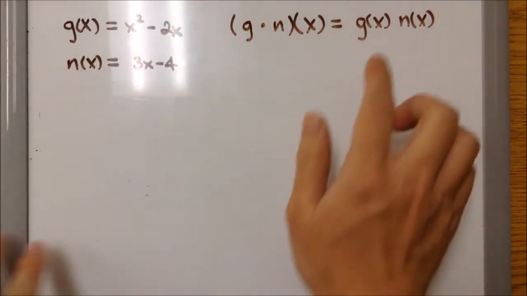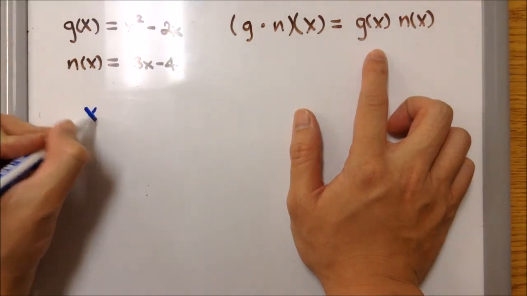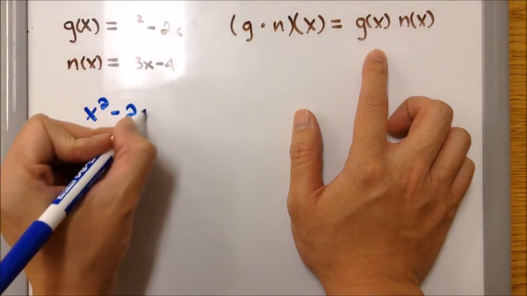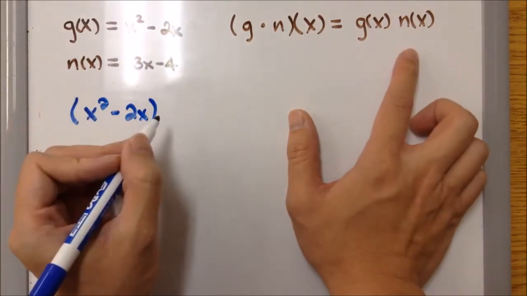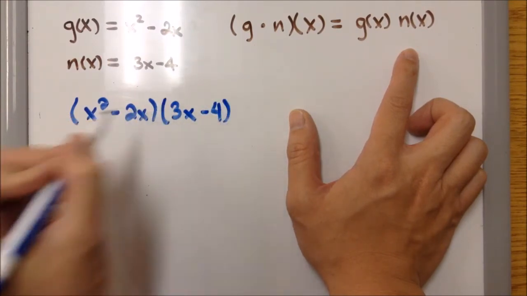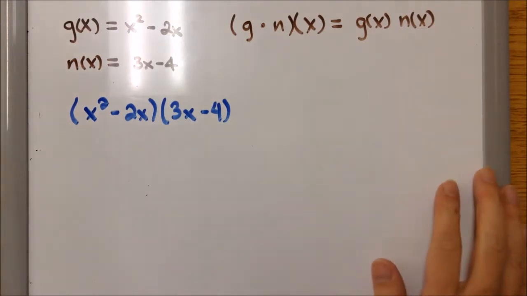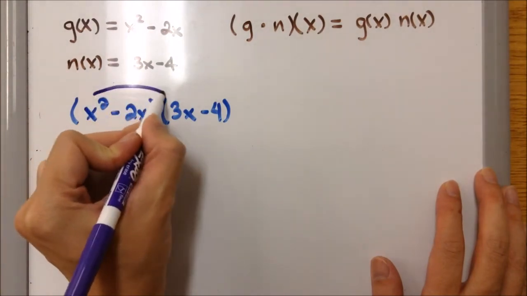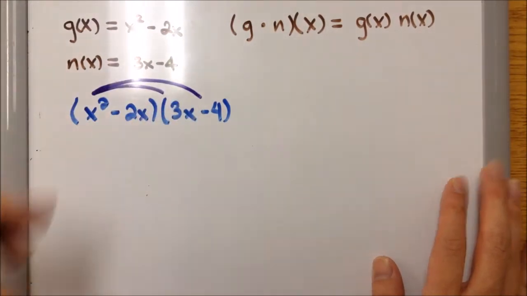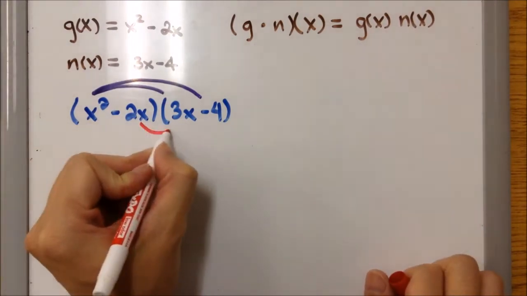So, since g of x is first, I'm going to write g of x here, and just like before, parenthesis, and then n of x. So 3x minus 4. Now, like I said before, you can either use FOIL or you can use the box method. Doesn't matter to me. Alright, so I'm going to show the work for FOIL, which is this. This is the first half. And then this will be the second half.